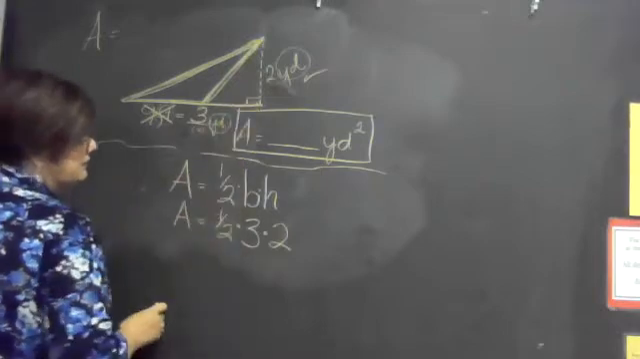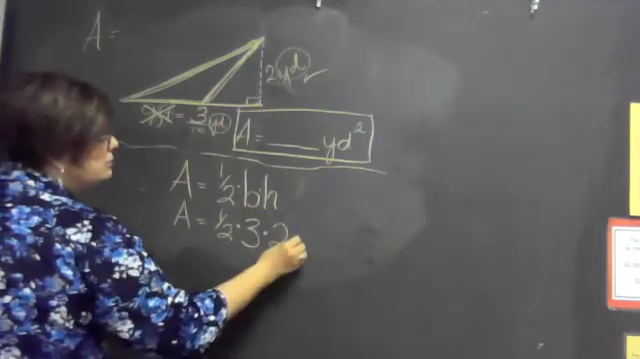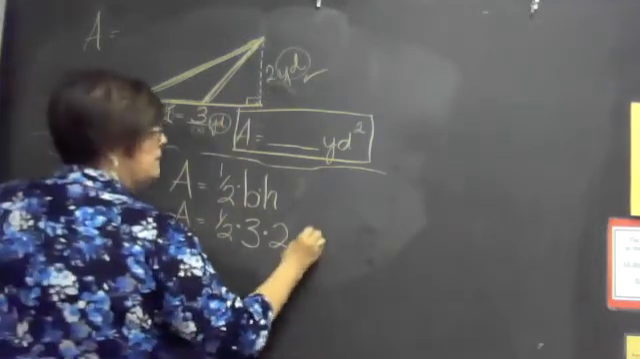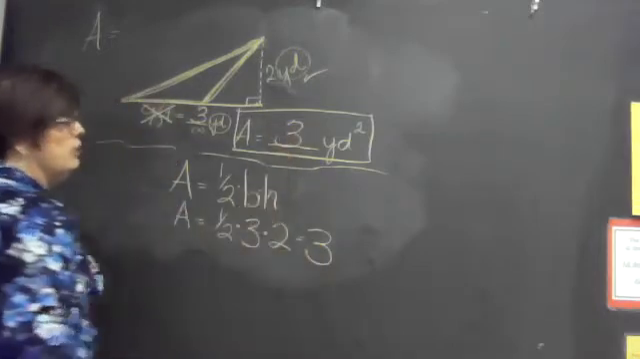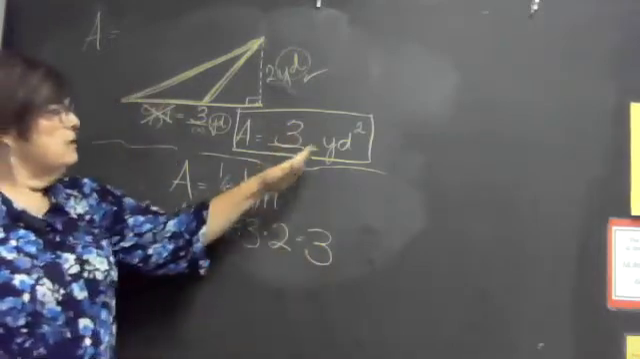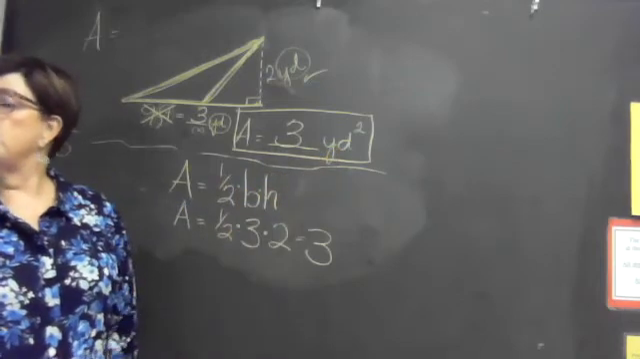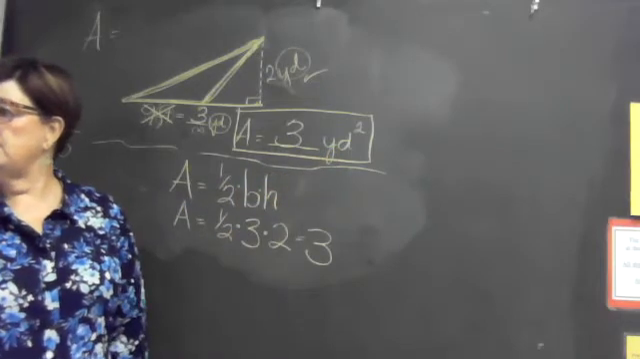This is perpendicular. Okay, and when you multiply that out, you're going to come out with 3 square yards. Or yards squared. That means the same thing.